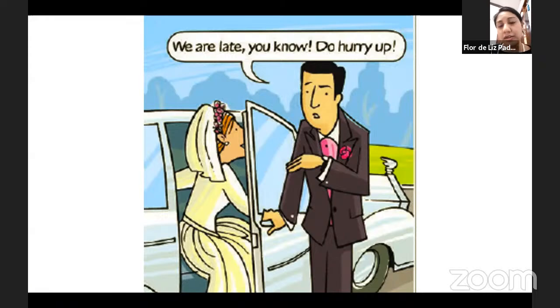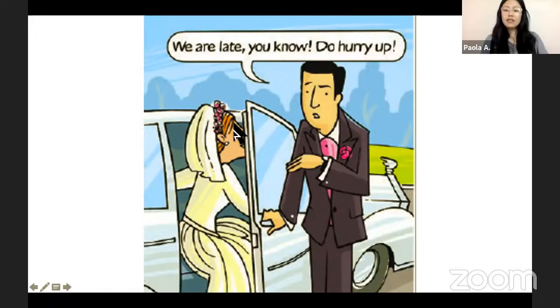To hurry out, the bride has to be fast. Okay, yes. So it's emphasizing that it's important. Hurry up, we're late, it's saying, no? It's emphasizing this because maybe it's important. They're waiting for them, right?